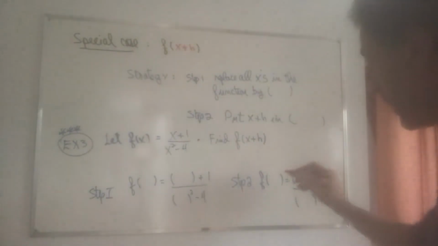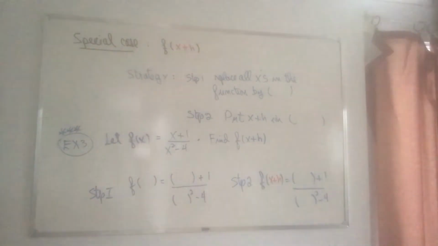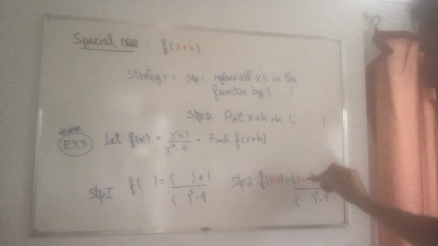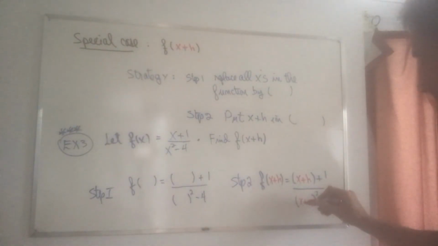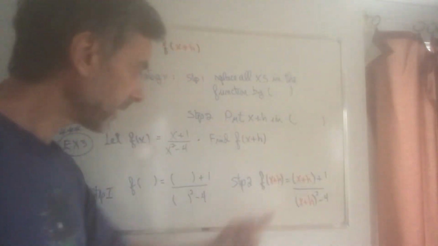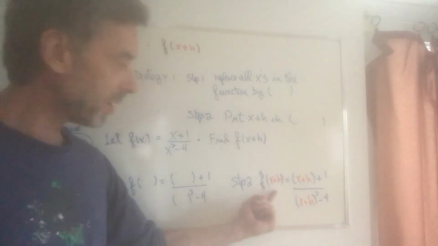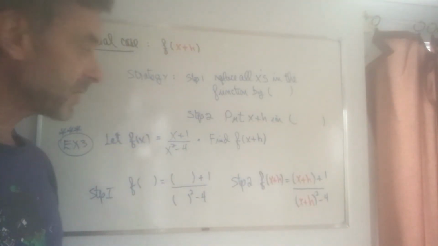And in each of these open brackets, I shall put x plus h. And I'm done. This weird expression, x plus h plus 1 over x plus h squared minus 4, this is what we call f of x plus h.